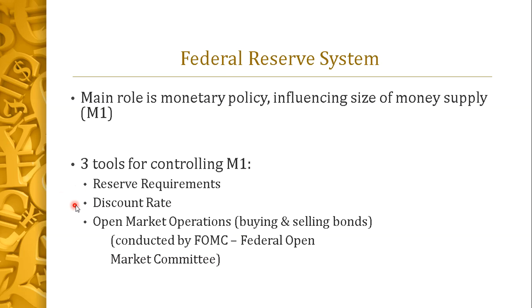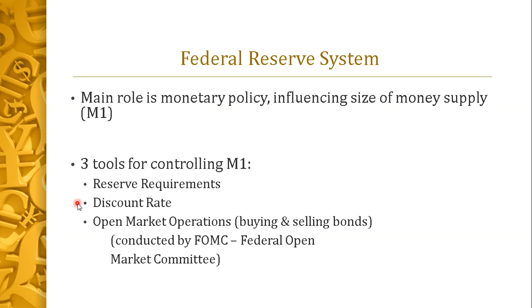The discount rate. A lot of people think the Fed controls interest rates. Indirectly they do, but only indirectly. The discount rate is a specific rate that the Federal Reserve charges for overnight loans to banks. So for example, if a bank doesn't have enough money on hand to meet its reserve requirement, it might go borrow that extra money from the Fed, and then it has to pay it back. So the discount rate is that particular interest rate.